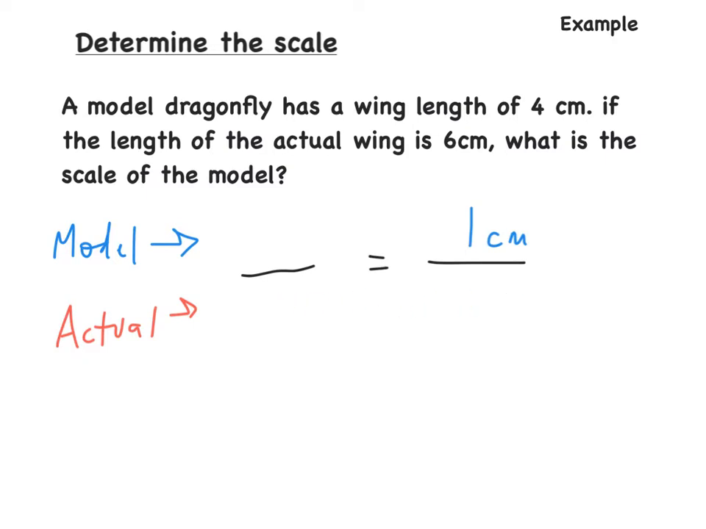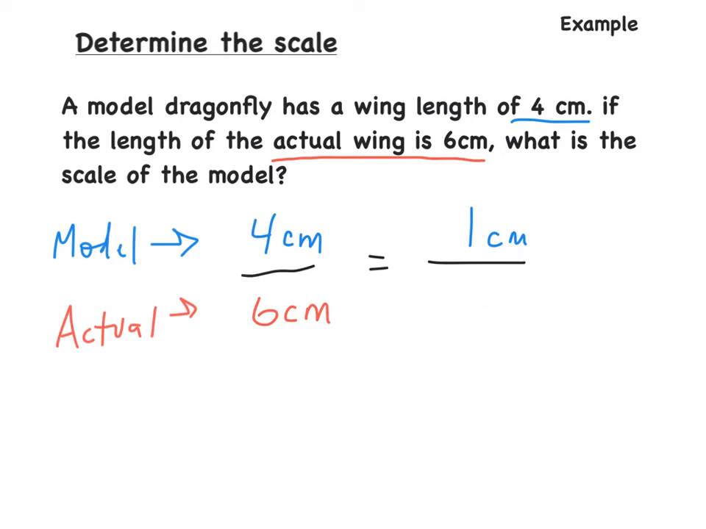So let's underline the information that we know. The model is 4 centimeters and the actual wing length is 6 centimeters. So all we have to do is input our information. The model, make sure it goes straight across. The actual, make sure it goes straight across. So we are trying to solve for the scale of the model. Remember, the model always comes first before the actual length.